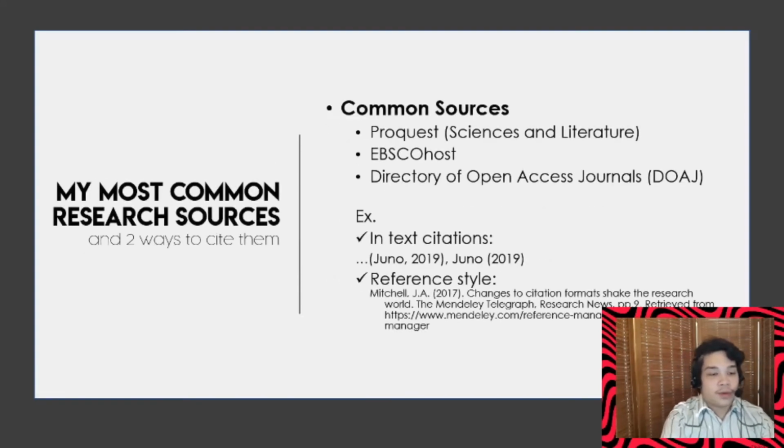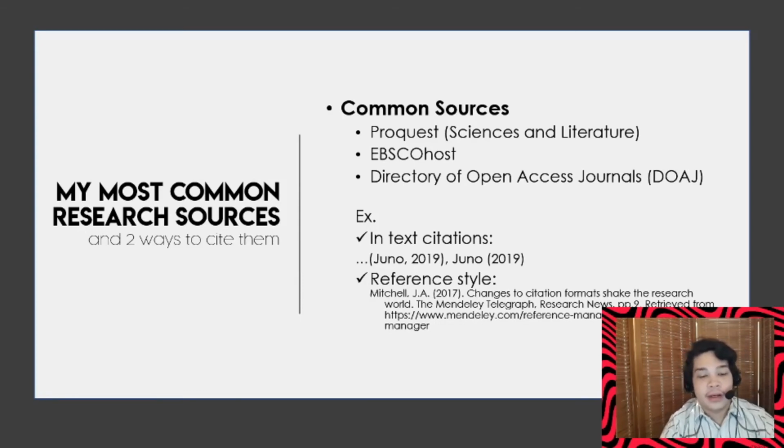For question number two, my answer is my most common research sources and two ways to cite them. So here are the common sources: ProQuest for sciences and literature, EBSCOhost, which is also like ProQuest a database, and the Directory of Open Access Journals or DOAJ, which, as its name says, is open access for journals, which means that it's free and it's easier this way to find journals that can be cited in APA format.